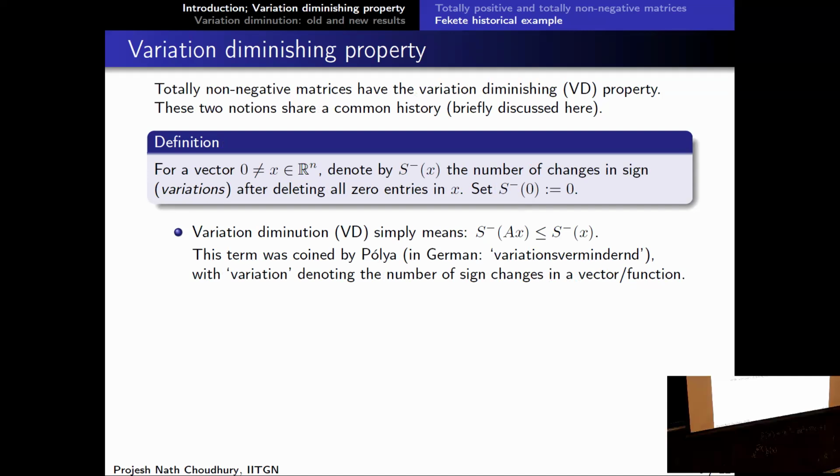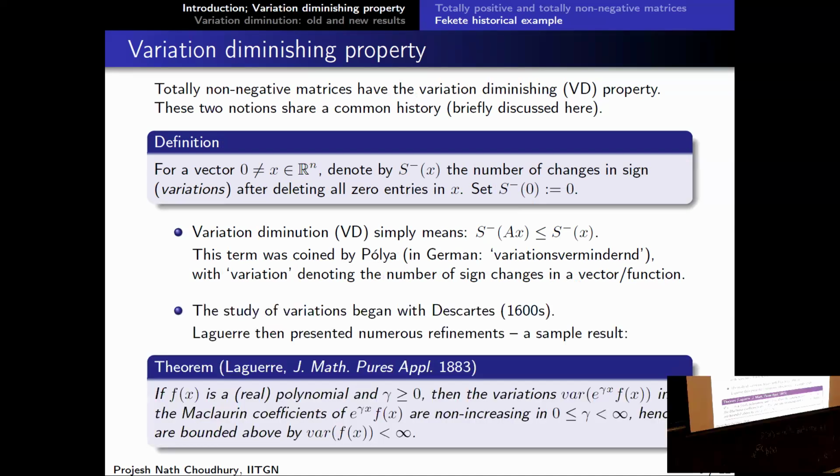The variation diminishing property means that if a matrix acts on a vector, the number of sign changes goes down. In other words, s minus of Ax is less than or equal to s minus of x. The phrase variation diminishing was coined by Fourier, and this idea has been in use since Descartes' rule of signs in the 1600s, and Laguerre made several variants of the rule of signs. So here is a particular example.